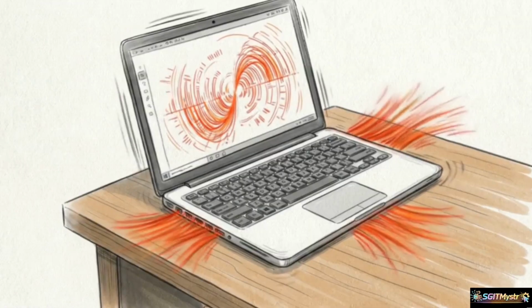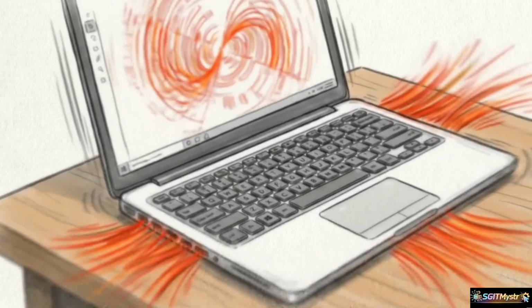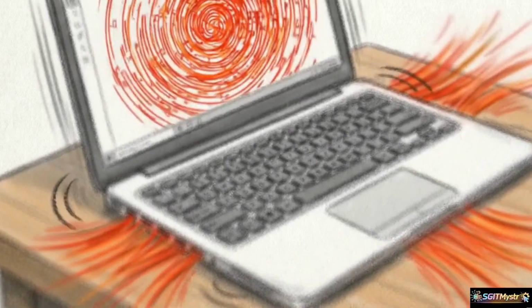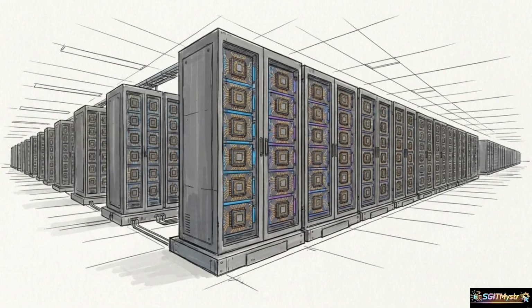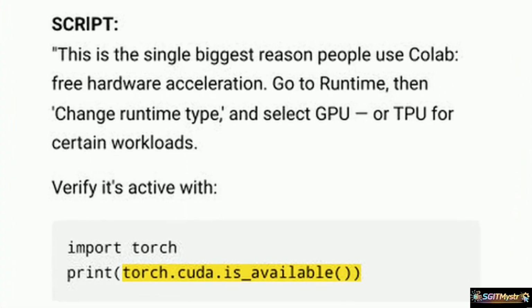Training complex modern machine learning models often requires significantly more processing power than a standard laptop can ever provide. This is why Colab's ability to provision remote hardware acceleration is so important. To activate it, navigate to the top menu and click Runtime. Then change runtime type and select GPU or TPU from the dropdown. You can verify it's running by importing PyTorch and running torch.cuda.is_available.